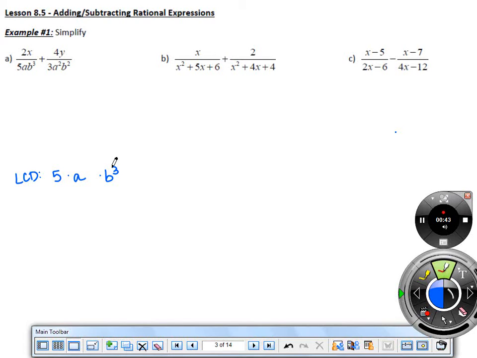Now when I look at the second denominator, it has a factor of 3. That's not a factor I've already included in my LCD, so I'm going to make sure that I include that. It has a squared. I already have included one factor of a, but this means I would have to include another one as well. And then it has b cubed. That's already more than enough factors to get the b squared. So my LCD is going to be 15a squared b cubed.